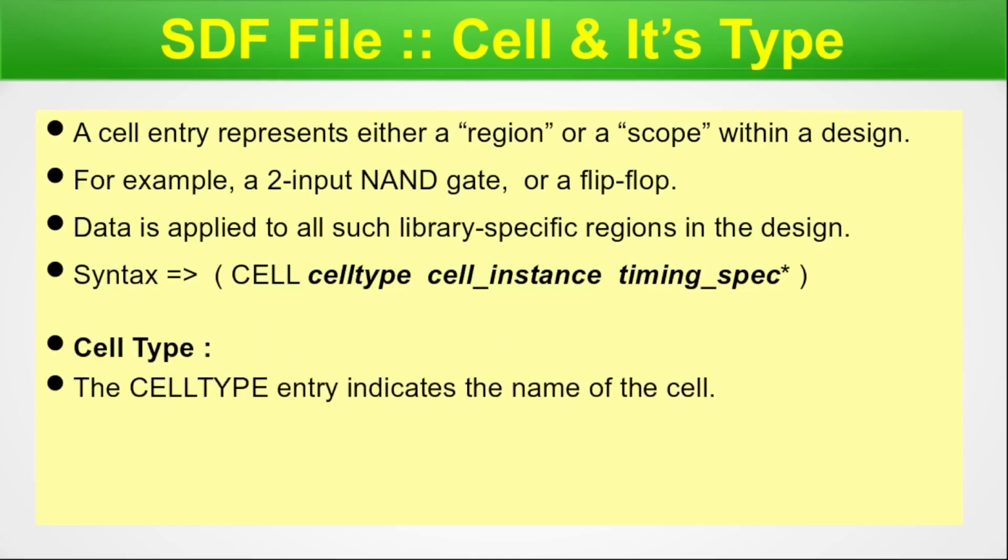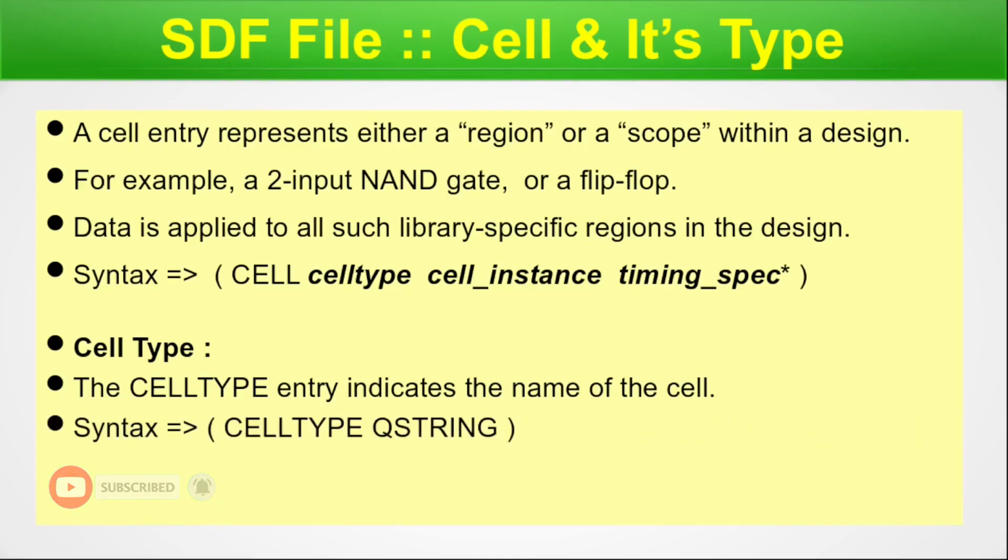Cell type. The cell type indicates the name of the cell. Why then do we call it cell type? Why not name? Because in a standard cell library, there will be different types of cells. It could be a combinational or sequential or special cells. So that's why it is called cell type and not a cell name. So it's more generic in that sense.